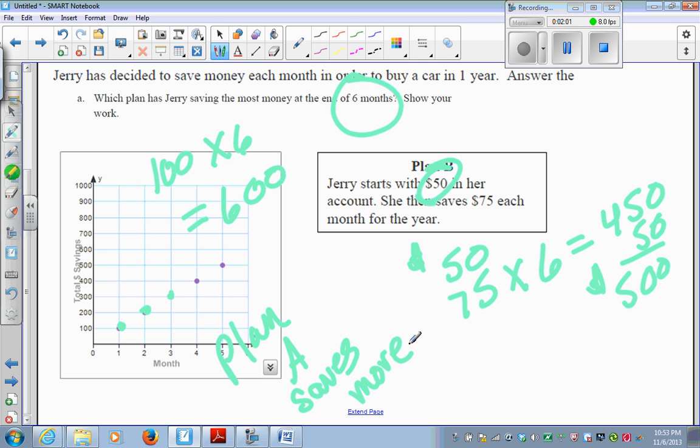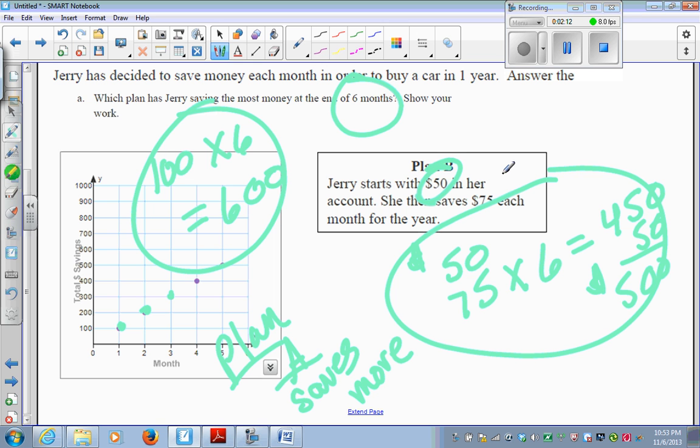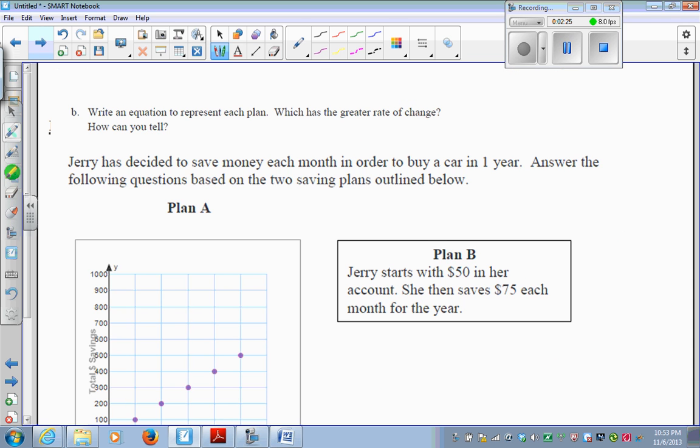The way the scoring worked on your ERQ, for Part A, you got 1 point for the correct answer of Plan A. You got 1 point for correctly showing your work. So please go back and double check that you actually showed your work, because you actually miss half of your points on this ERQ by not showing your work, because they specifically told you to. Part B says, write an equation to represent each plan.